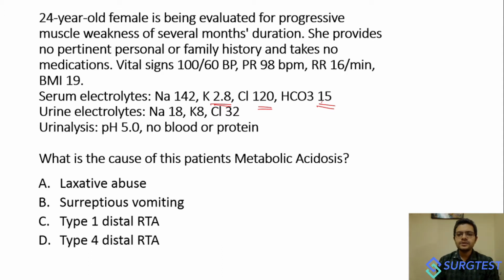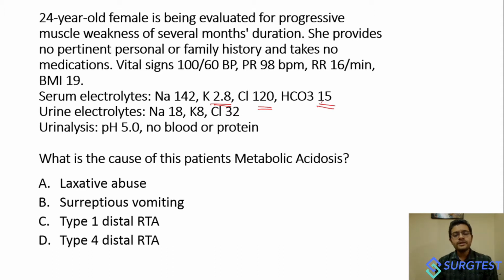Urine analysis shows a pH of 5. There's no blood or protein. What is the cause of this patient's metabolic acidosis is the question. And the options are laxative abuse, surreptitious vomiting, type 1 distal RTA and type 4 distal RTA. So what is a stepwise way of solving this MCQ?